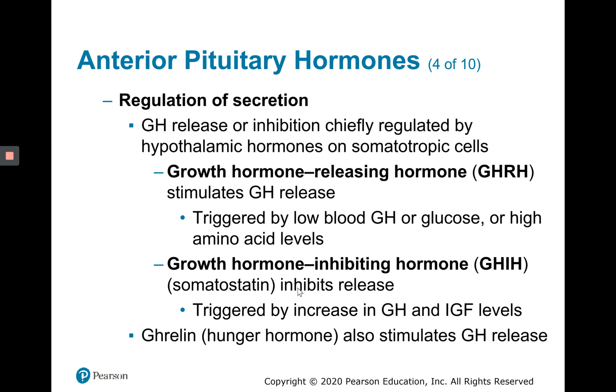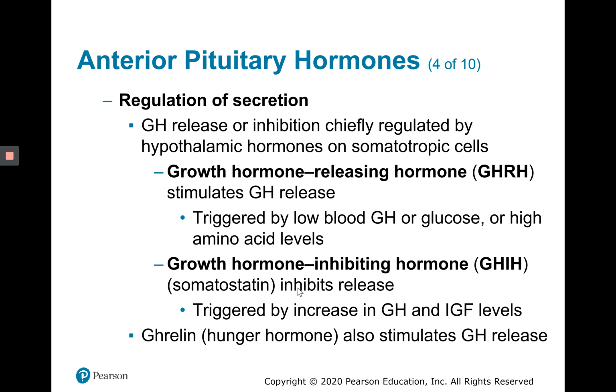So regulation of growth hormone secretion is going to be by the hypothalamus communicating with the anterior pituitary. Growth hormone release or inhibition is chiefly regulated by hypothalamic hormones on the somatotropic cells. Again, the somatotropic cells release growth hormone. There's growth hormone releasing hormone and growth hormone inhibiting hormone that are made by hypothalamic neurons. Growth hormone releasing hormone stimulates growth hormone release. Growth hormone inhibiting hormone inhibits release of growth hormone.